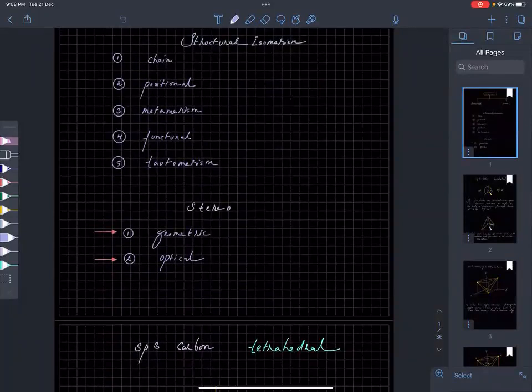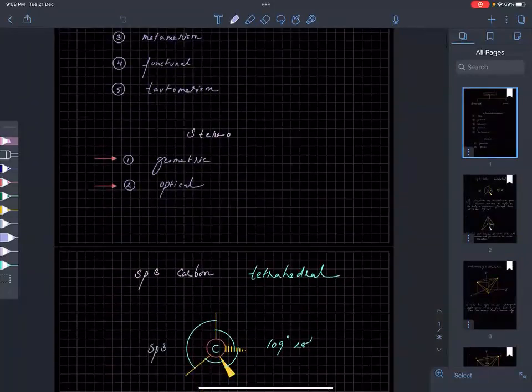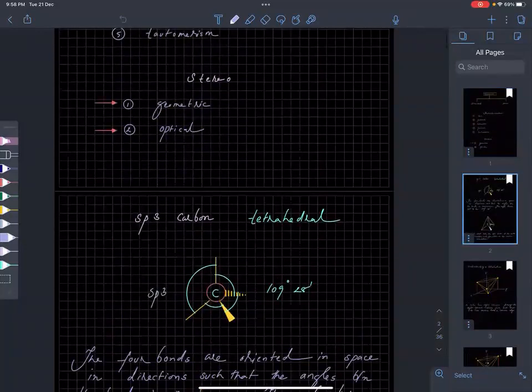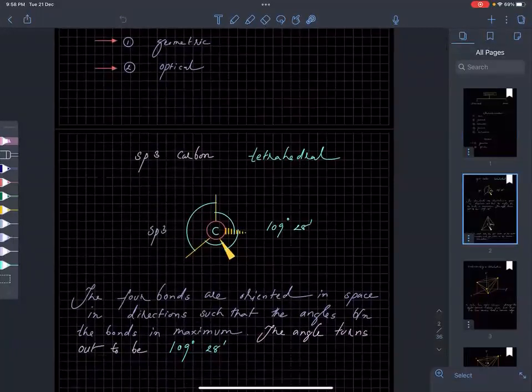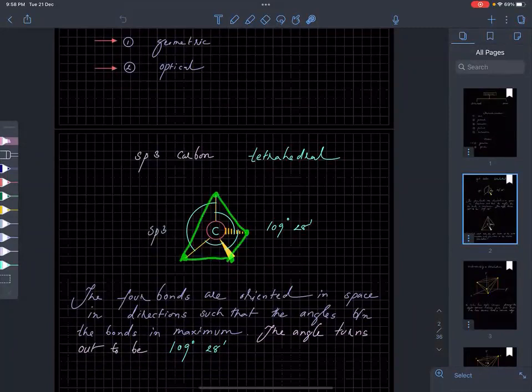Before going into isomerism, let us see how sp3 carbon is. An sp3 carbon has 4 bonds, arranged such that the ends of those 4 bonds are vertices of a tetrahedron. You know what a tetrahedron is? The angle between any two bonds attached to carbon will be 109 degrees 28 minutes. I'll prove this in some time. Just remember. Clear?